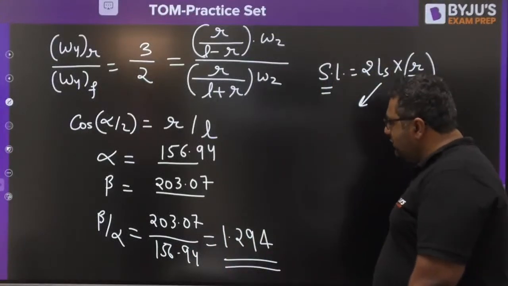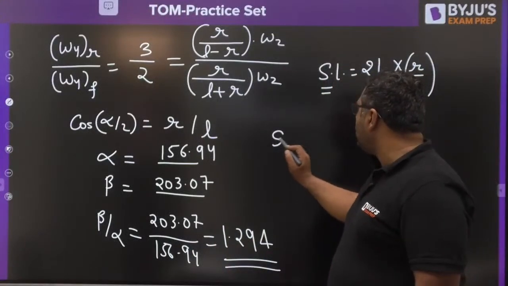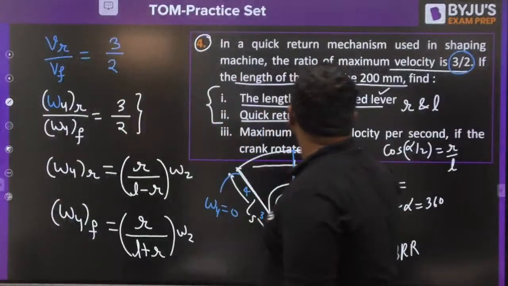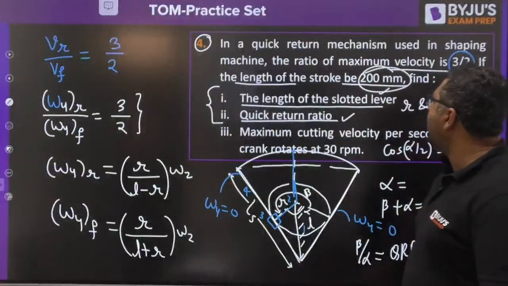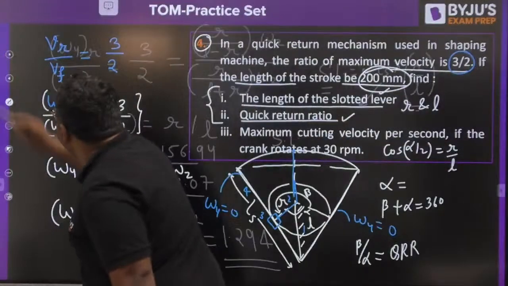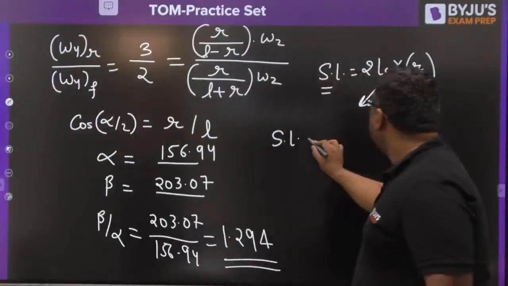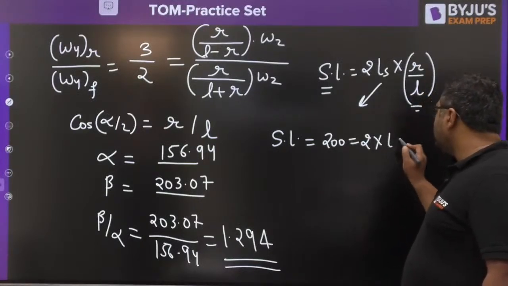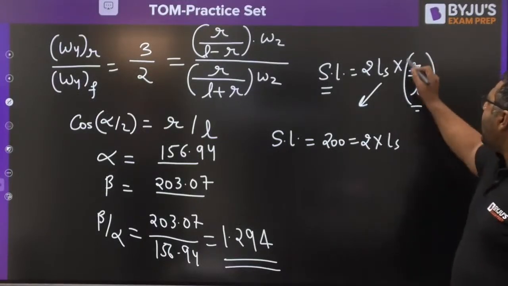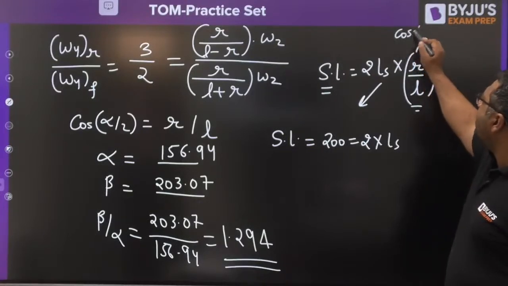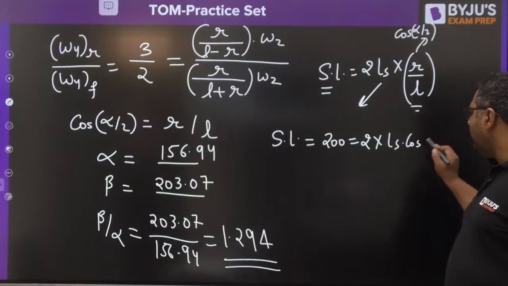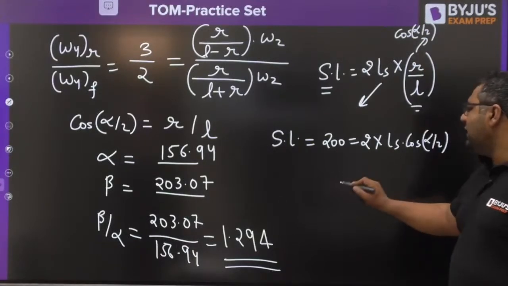Then, my dear, you just need to use now the stroke length, which is already given in the question. Stroke length is given as 200 mm. So, if you have that, 200 mm is equal to 2, length of slotted bar is unknown. R by L is nothing but cos alpha by 2, which is known to us. Cos alpha by 2. Find out LS.